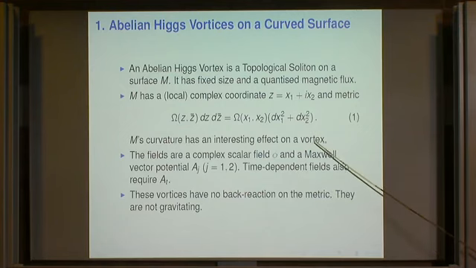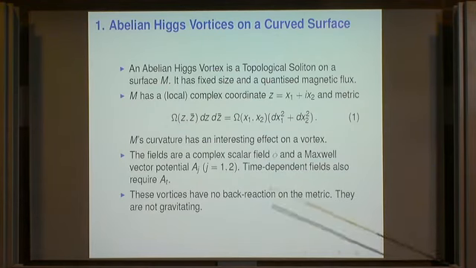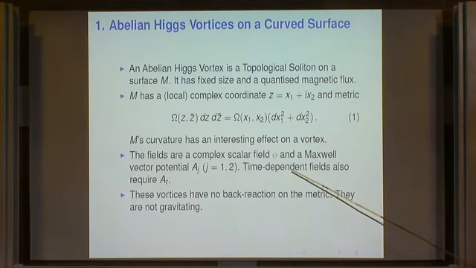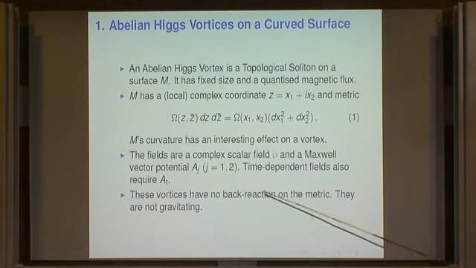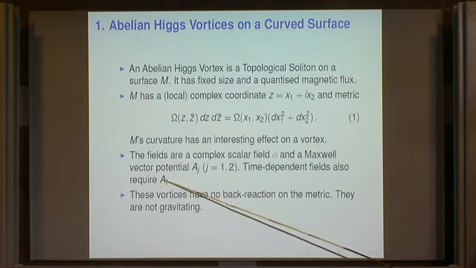The metric will be trivial in the time direction, so even though the space is curved, the time will just add to the metric with a dt squared. And there'll be no cross terms. So that's an assumption. You don't have to make it. And if you have time-dependent fields, you must include a time component to the gauge potential. This is sometimes called A0, but I'll usually write AT. These vortices are moving on a curved surface, but I'm assuming that there's no gravity in this theory.